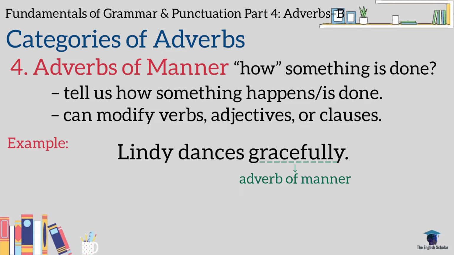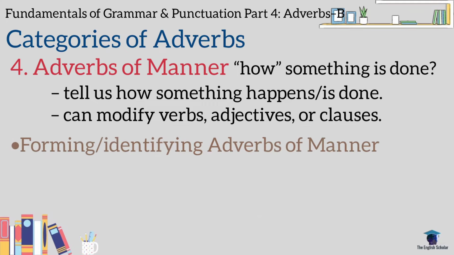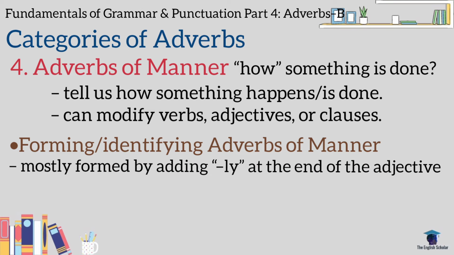Another example. Don slowly sips his tea. The word slowly here is an adverb, and it is used to tell us how Don sips his tea. That is slowly. Now, how do we identify adverbs of manner, and how do we form them? Adverbs of manner are mostly formed by just adding ly at the end of an adjective.